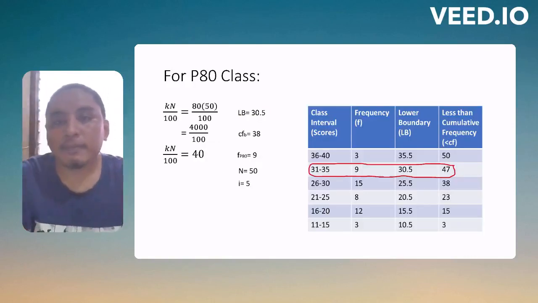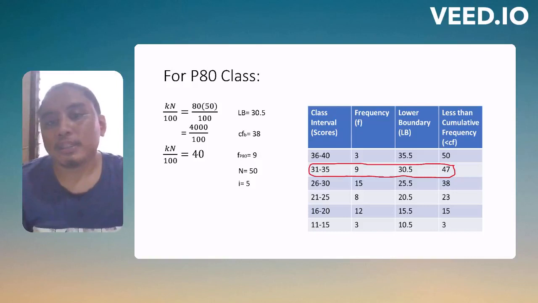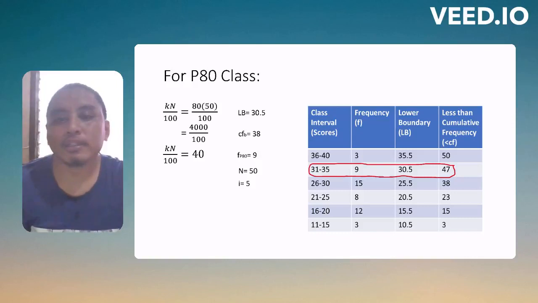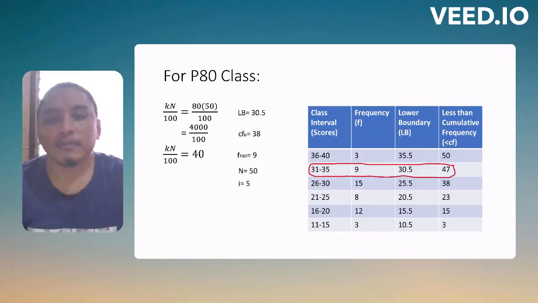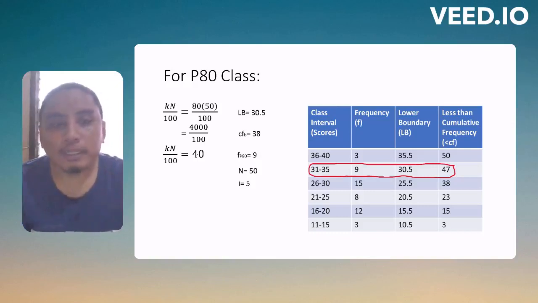So lastly, for the P80 class, P80 is Kn over 100 equal to 80, which is our percentile value needed, multiplied by 50 over 100. So 80 times 50 is 4,000 over 100. So 4,000 divided by 100 is 40. So our Kn over 100 here is 40. So 40 belongs to the class interval 31 to 35 because the class interval 31 to 35 has a less than cumulative frequency of 39 to 47.